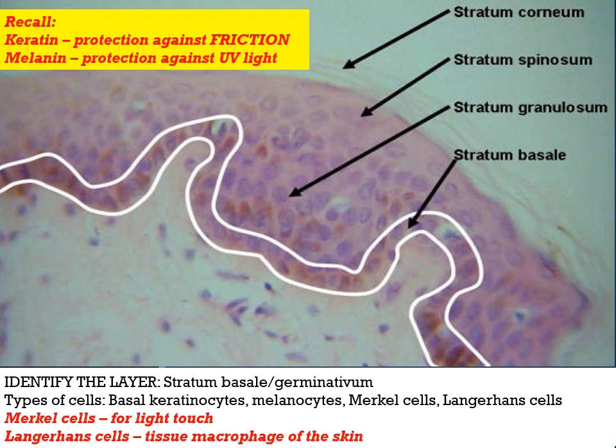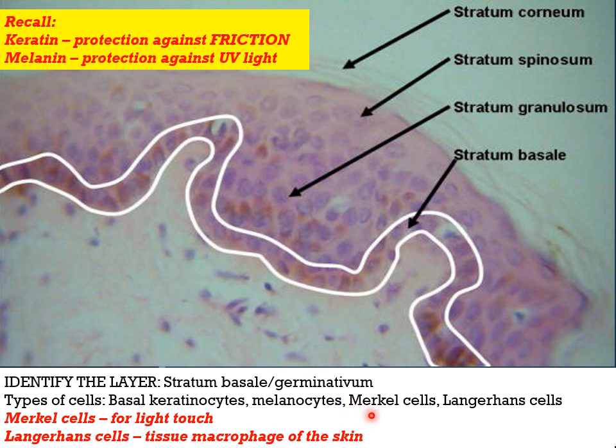So, recall lang natin ang ating keratin. It is a protein that helps us to protect against friction and abrasion. Melanin protects us against UV light. And melanin confers the color brown to our skin.